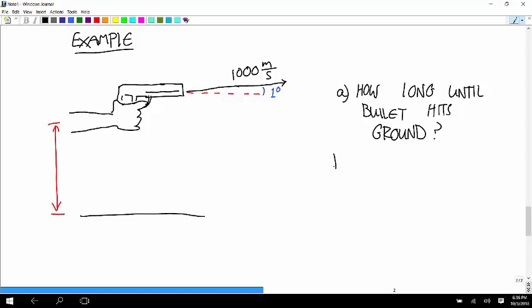And let's do a second one. Let's figure out what the highest point is in the bullet's path. So it's being shot up a little bit, so it's going to go a little higher than 1 meter above the ground. So what's the bullet's height? The highest point.